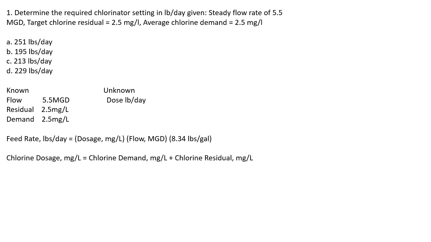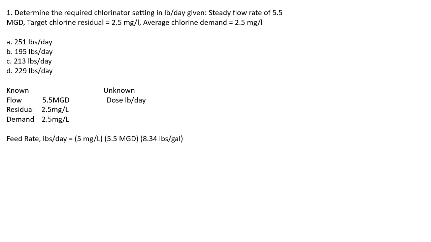We need to find the chlorine dosage first. So you have your chlorine demand plus your chlorine residual, and that will give you your dosage. So you have your residual of 2.5 plus your demand of 2.5, and you get 5 milligrams per liter. So that's going to be your dosage. So you plug everything in, you have 5 milligrams per liter times 5.5 million gallons a day times 8.34 pounds per gallon. And the answer is 229 pounds per day.